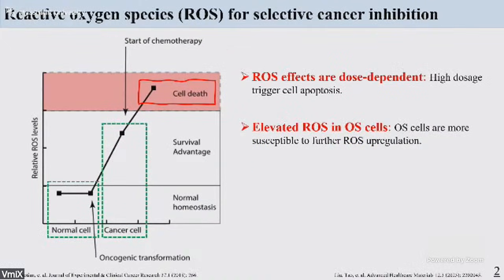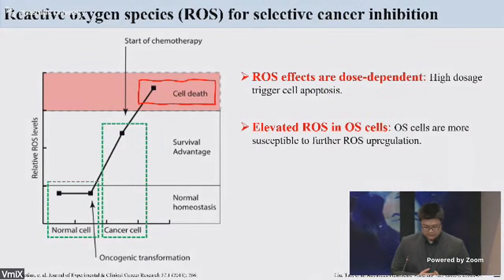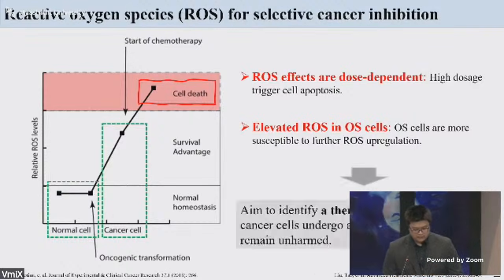Reactive oxygen species-based therapy is promising for selective cancer treatments because, first, a high ROS level can trigger cell apoptosis. Second, due to the inherently elevated ROS level in osteosarcoma cells, they are more susceptible to further ROS upregulation. So in this case, we can identify a therapeutic ROS window where cancer cells undergo apoptosis while healthy cells remain unharmed.